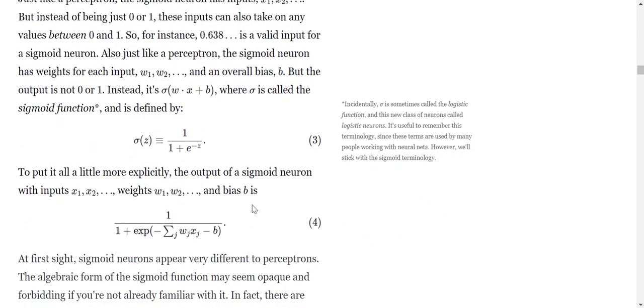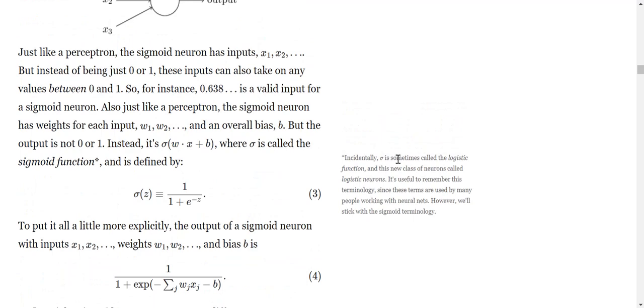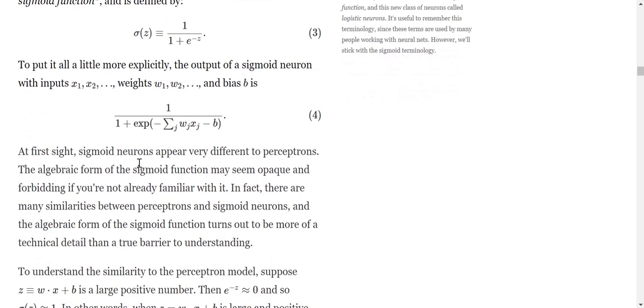Okay, so there's now a very interesting fact. Incidentally, sigma is also sometimes called the logistic function, and this new class of neurons are called logistic neurons. It is useful to remember this terminology since these terms are used by many people working with neural nets. However, we'll stick with the sigmoid terminology.